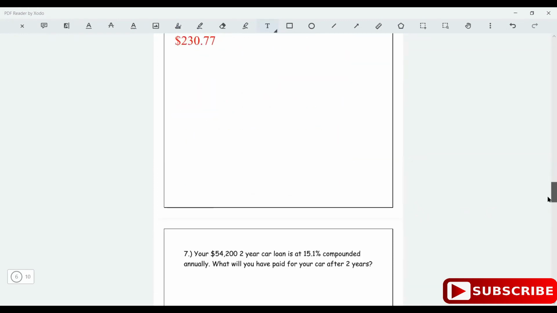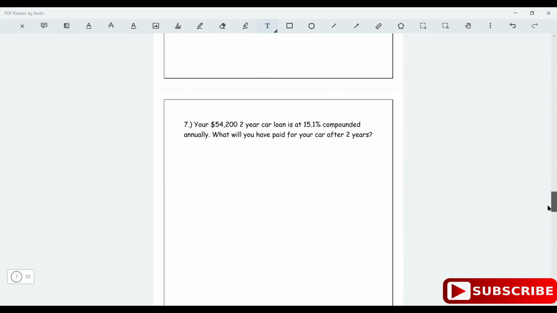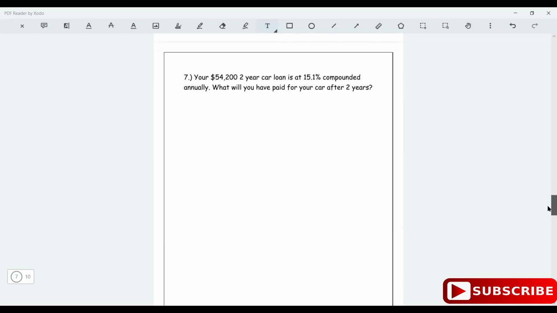So, next question. It says your $54,200 two-year car loan is at 15.1% compounded annually. What will you have paid for your car after 2 years? So principal, the amount of money you borrow for your car loan, is $54,200. And the interest rate is crazy, 15%, a whopping 0.151. That's crazy. And it is compounded annually. So n is equal to 1. And we want to see how much it is worth in 2 years.